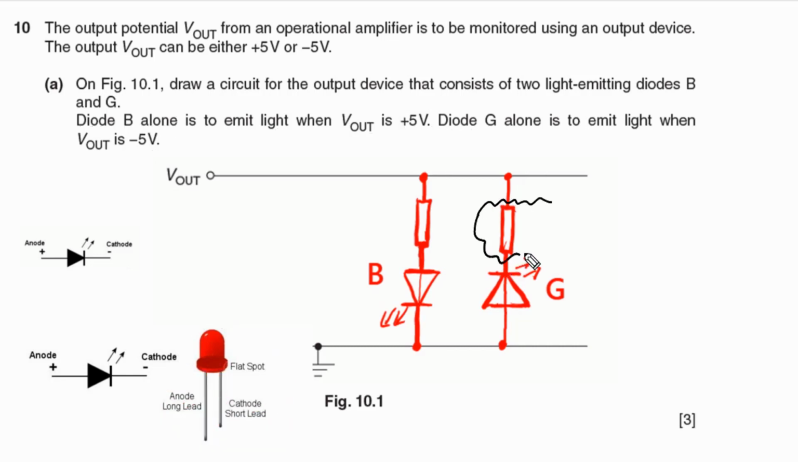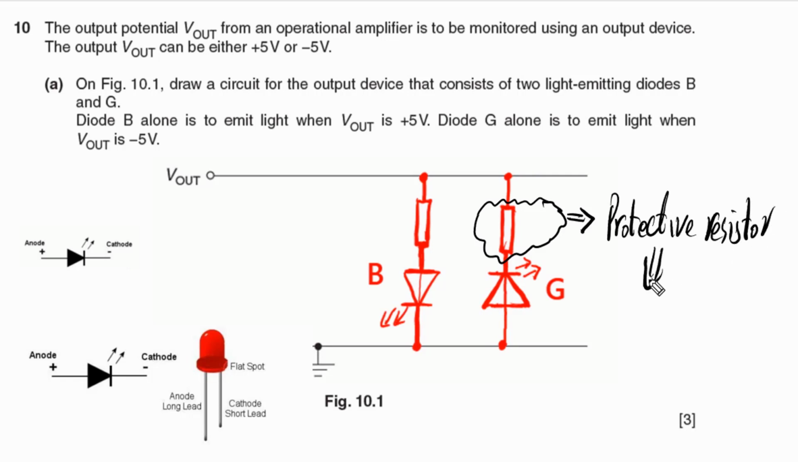Maybe you are a little bit curious about this resistor. Why do we need to connect this resistor in series with the LED? We call this a protective resistor. The purpose of this resistor is simply to protect the LED, because the typical value of the maximum current that can pass through an LED is 20 milliamps. If the current exceeds 20 milliamps, the LED will be damaged. So in order to limit the current, we have to connect a protective resistor in series with the LED. Its purpose is simply to protect the LED.